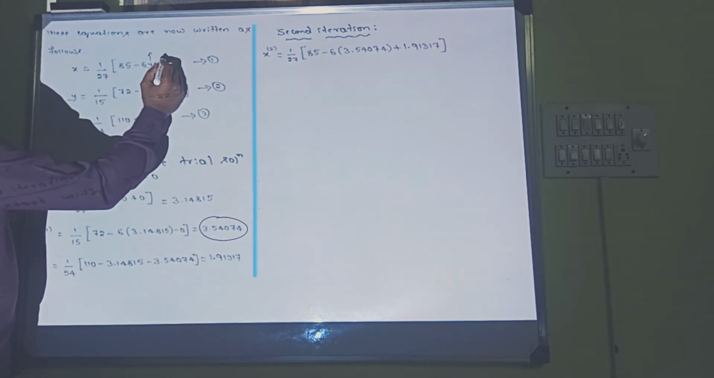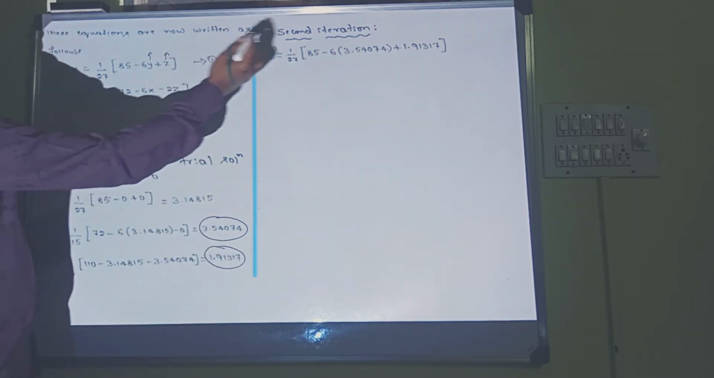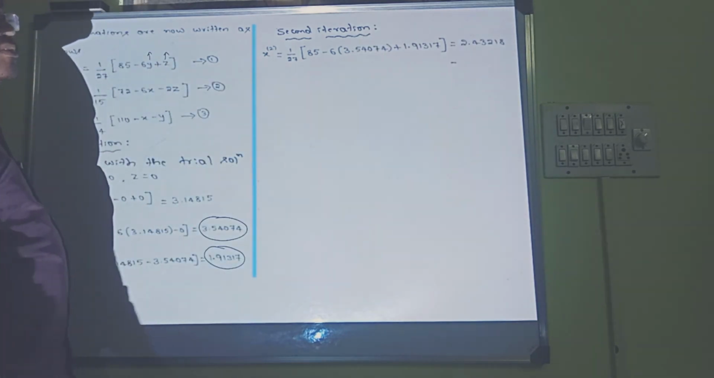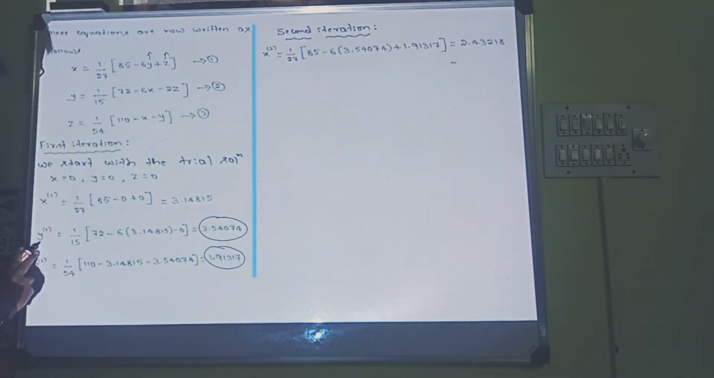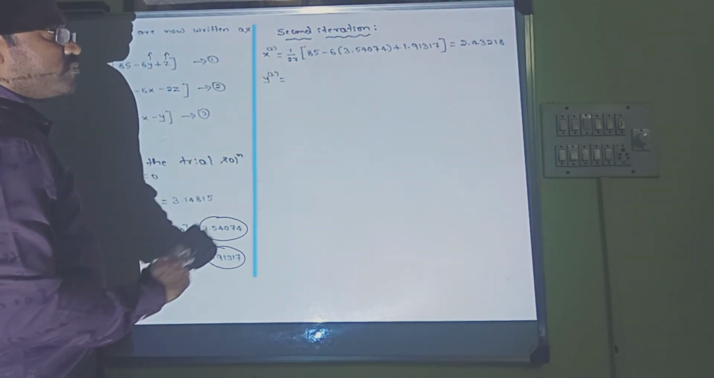Then the value of z is this. Just the improved value of z here. We have put it, see here. If you simplify this, you will get the answer as this. Now let us improve our y2, the second iterated value of y.